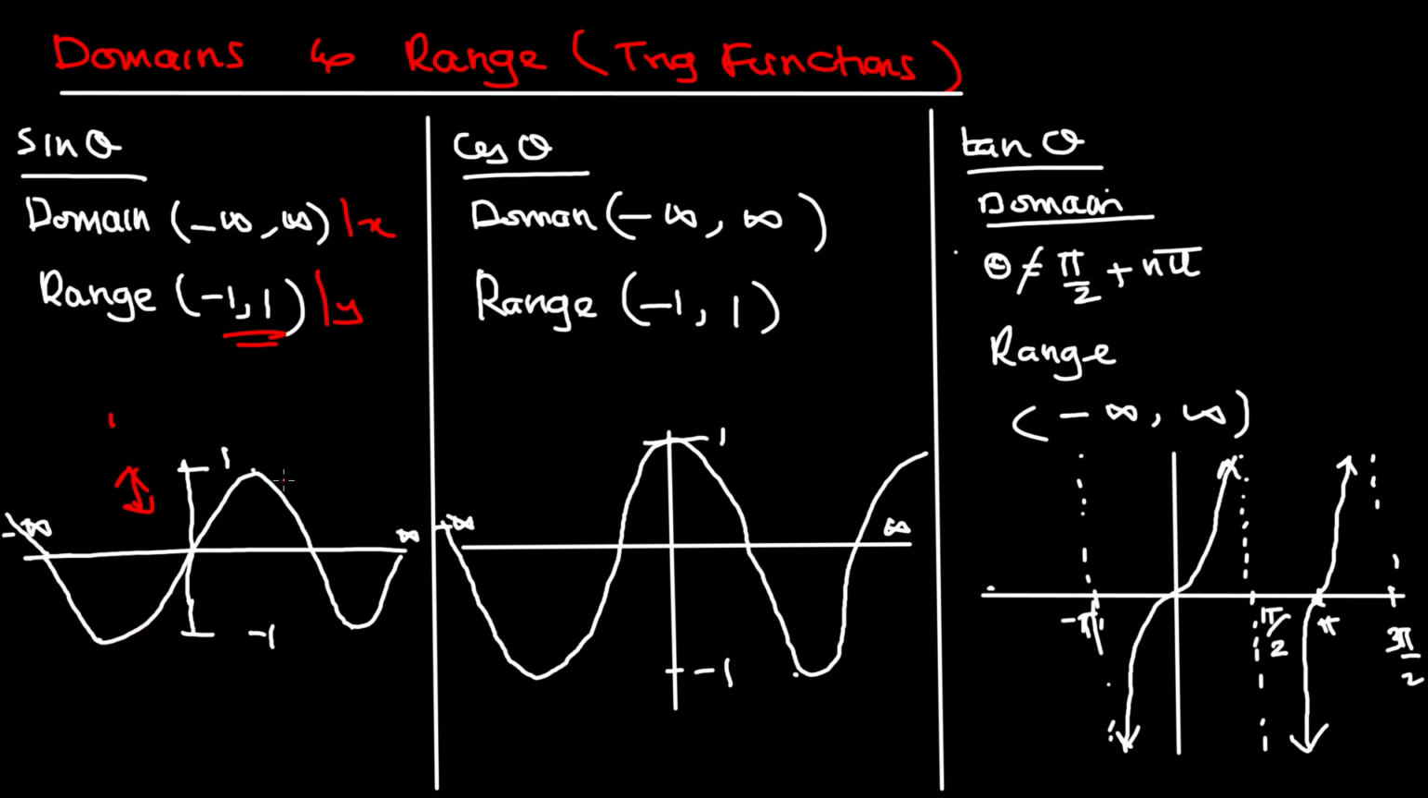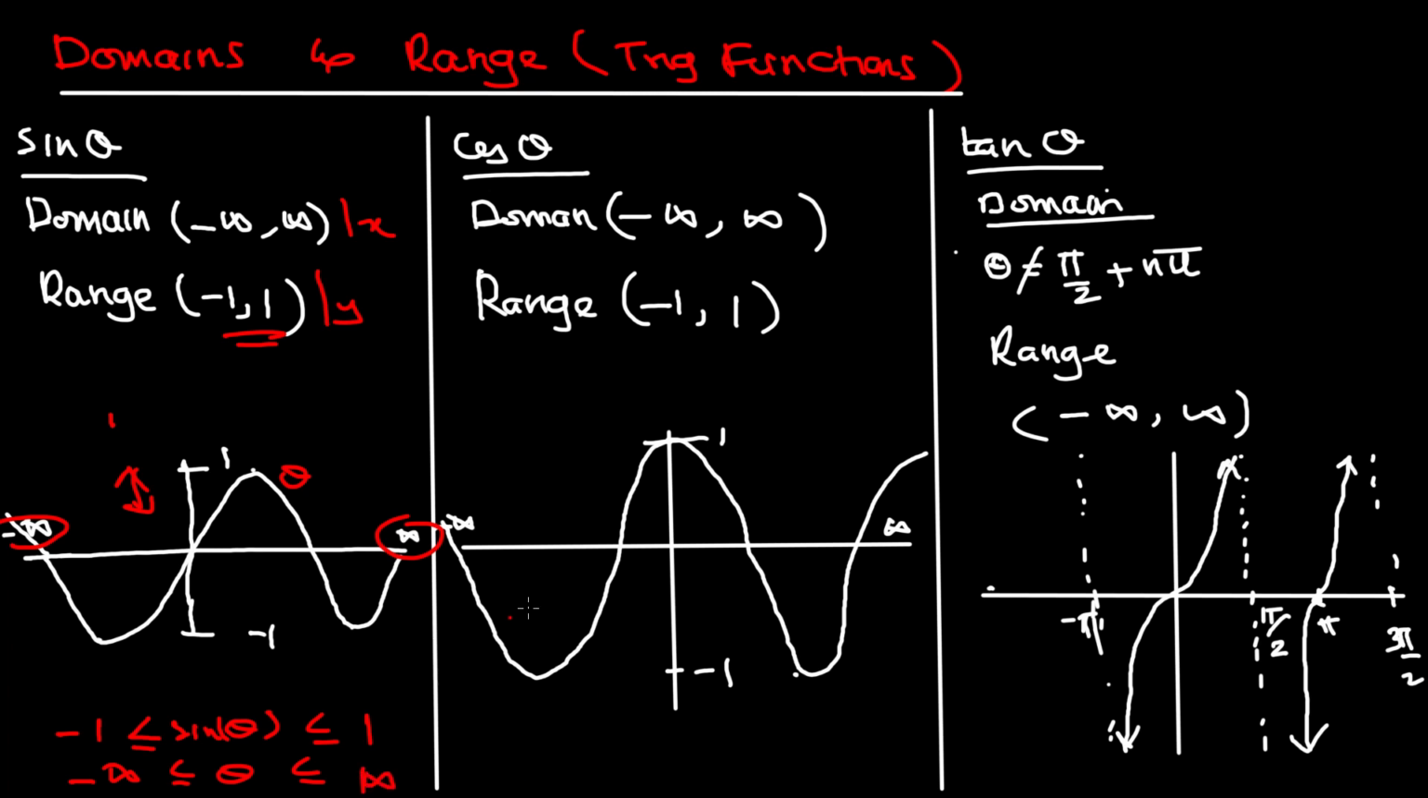For sine, it will normally be between -1 and 1. This will normally be theta. So we can say that -1 is less than or equal to sine theta, because this is a function, or y, you can put y here, less than or equal to 1. So that will be the range. The domain here is going to be this to there, which is -infinity, then we can do theta less than or equal to infinity.